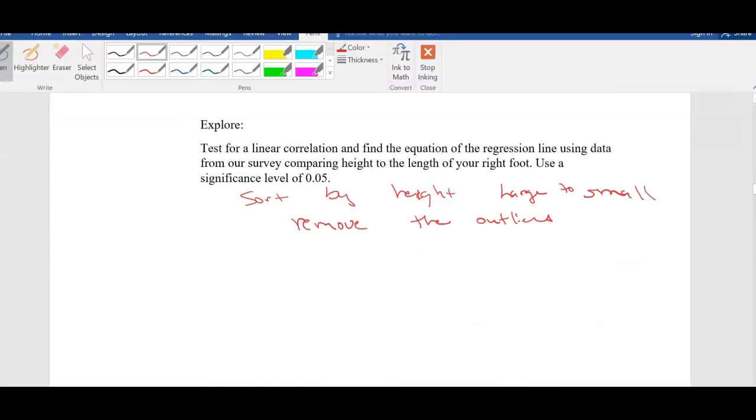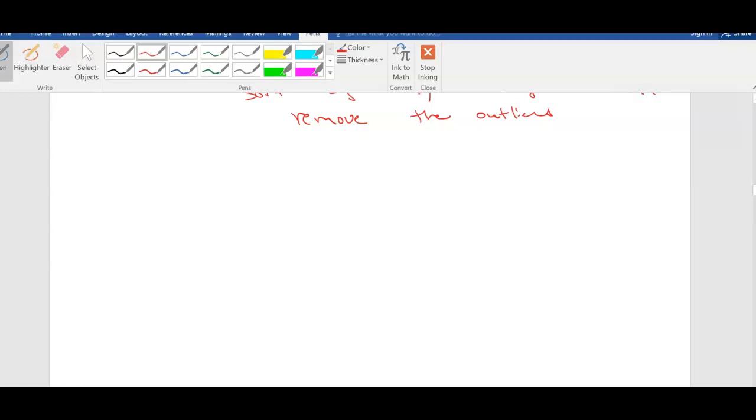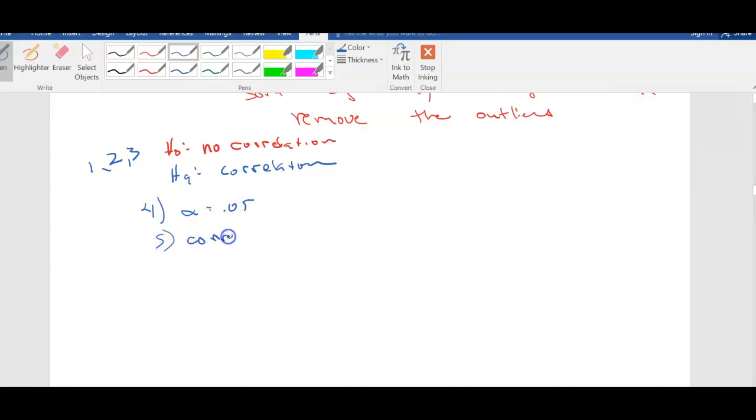When we go through this, you should have written down what your null was. So step 1, the null is no correlation, and the alternative is a correlation. Actually, this is 1, 2, and 3. Remember those steps? 4, our alpha has to equal 0.05. 5, we know we're looking for a correlation coefficient, so we know what we're using. 6, we're actually going to start doing our work now.